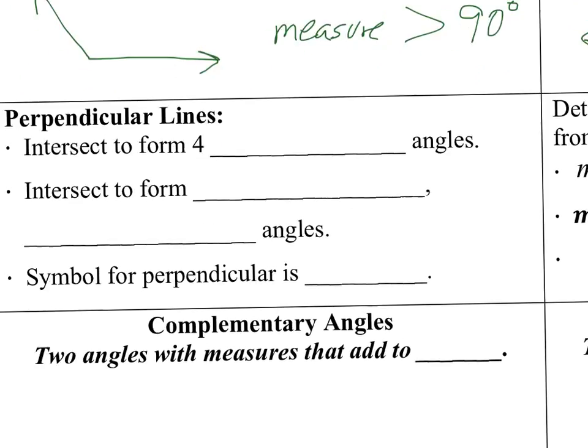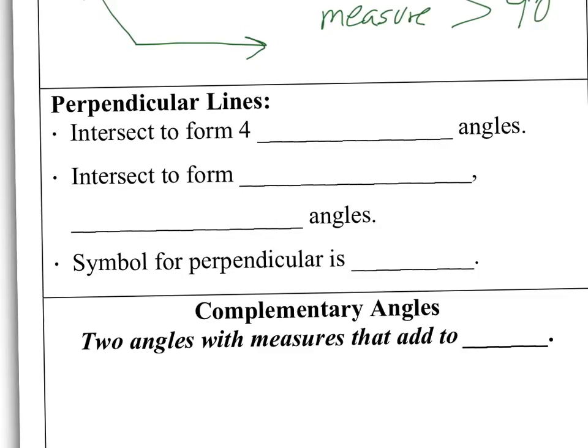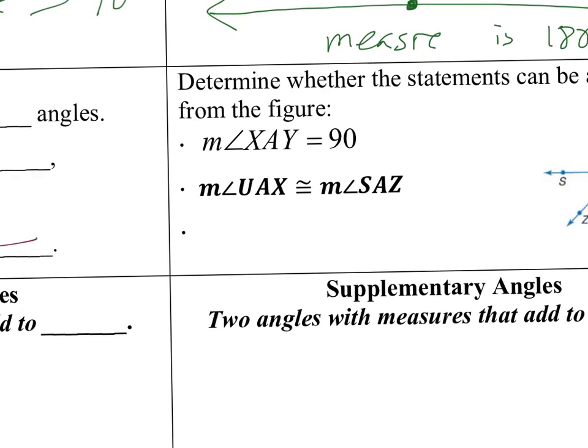Okay, so now let's look at some definitions and properties of perpendicular lines. They intersect to form 4 right angles. They intersect also to form congruent adjacent angles. And the symbol for perpendicular looks like that. Okay, probably familiar with that.